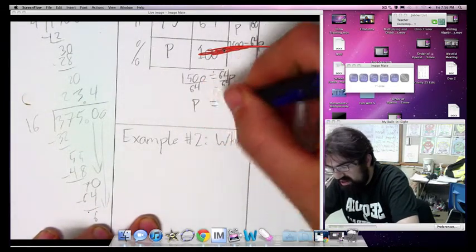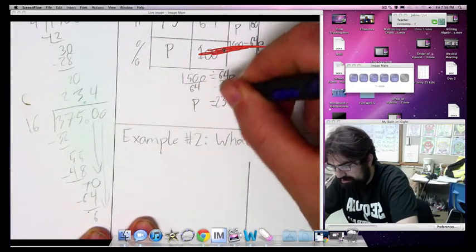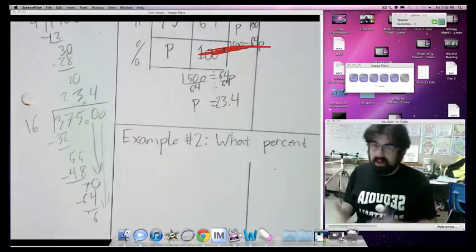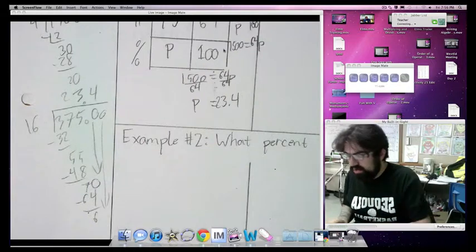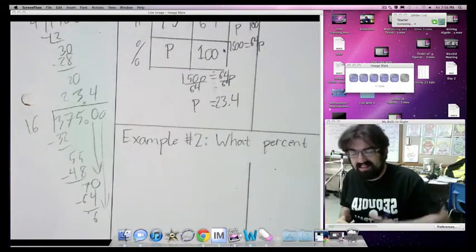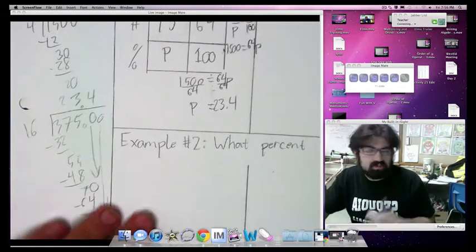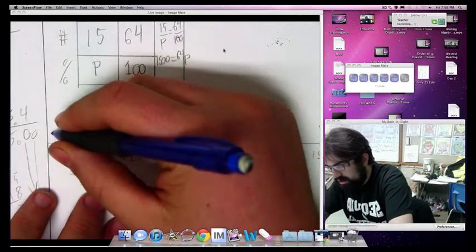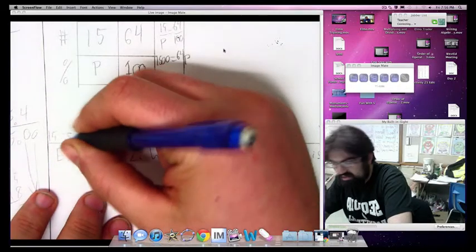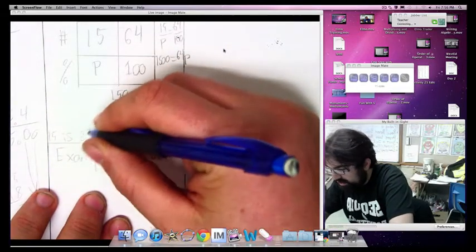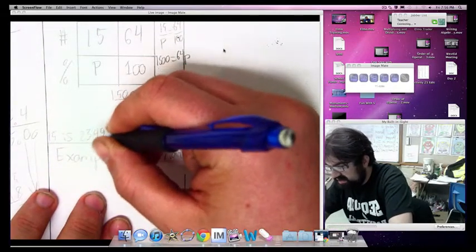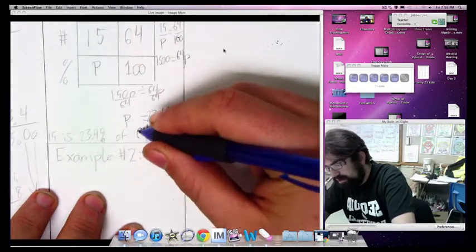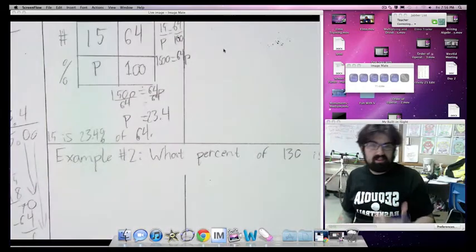So the percent is 23.4. Cool. We're not leaving our answers like that. I am going to be a stickler about complete sentences, especially in this unit, because P means nothing to me. So, here we go. 15 is 23.4% of 64. That is definitely one valid sentence.